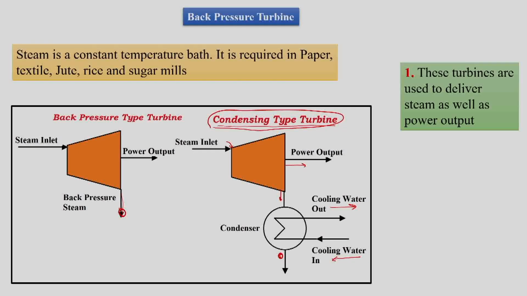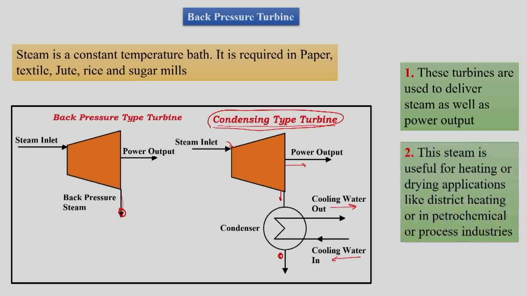So here turbines are used to deliver steam as well as power output. Basically, turbines are giving the steam at the required pressure and temperature for the process. Further, they are also giving us the power output. Here steam is useful for heating or drying applications, for example district heating, petrochemical industries or process industries. So these are some basic applications where we need steam as a source of heat.